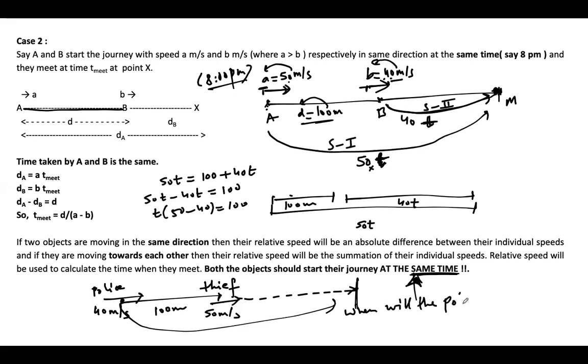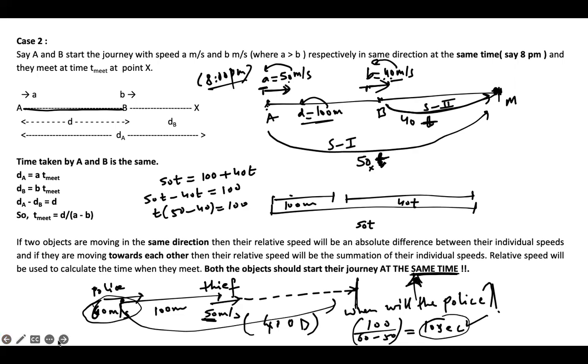The police won't be able to catch the thief because the speed of the police is less than the thief. Good. So one thing that we learn is it has to be greater than 50. Let's say it is 60. When will the police catch the thief? 100 upon 60 minus 50. 100 by 10 would be 10 seconds. Good.